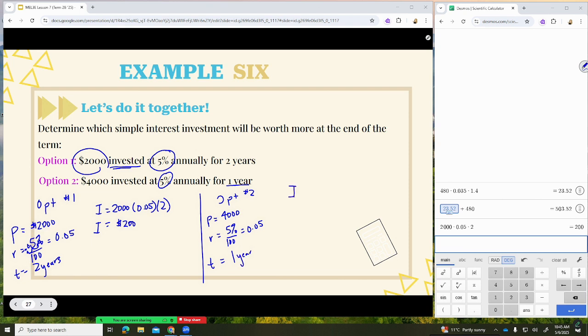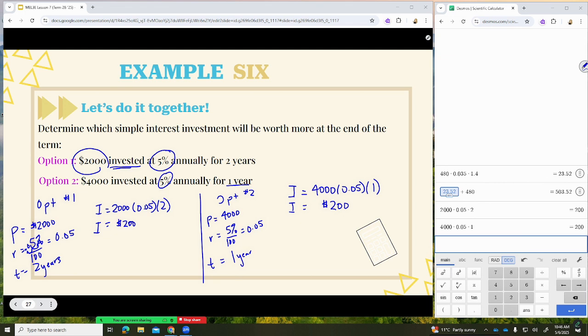Let's plug it in. I equals, instead of P, we're going to type in the 4,000. Instead of R, we say 0.05. And T is 1 year. 4,000 times 0.05 times 1, interest is $200. It's the same.